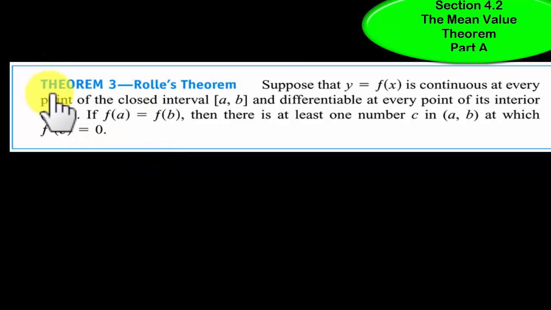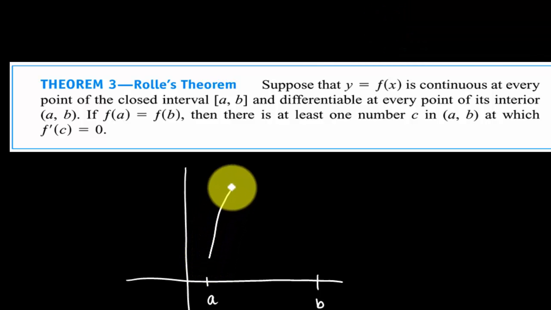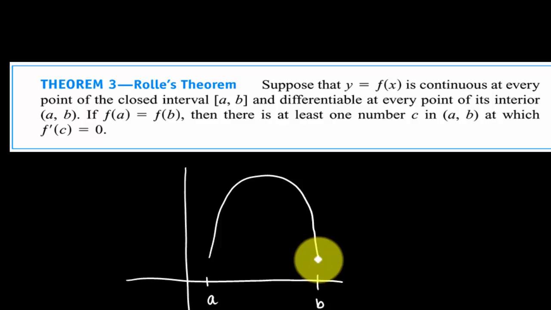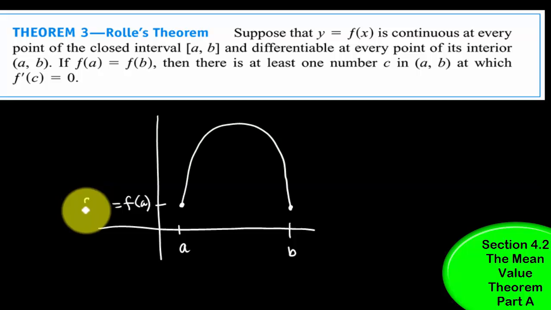Now let's interpret for a moment what it is graphically. You've got a function that's continuous on a closed interval, so let's say this is from a to b. You've got a continuous function. Why did I do this? Because it says it's continuous from a to b, and not only that, f(a) is equal to f(b).